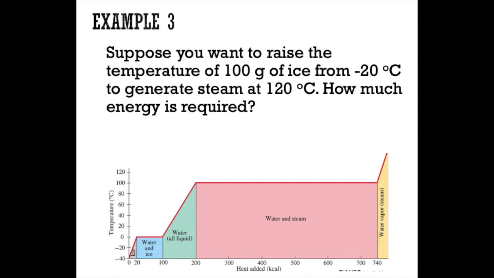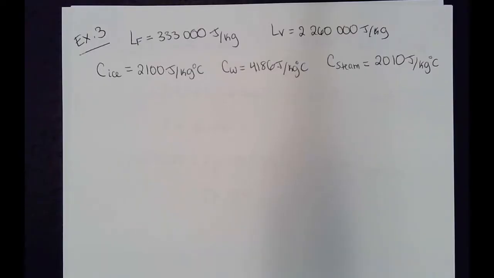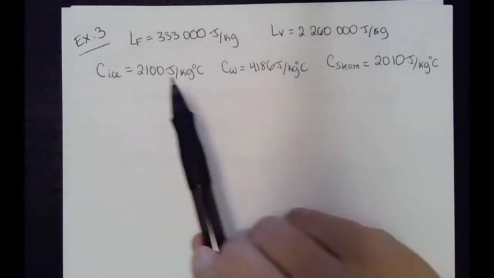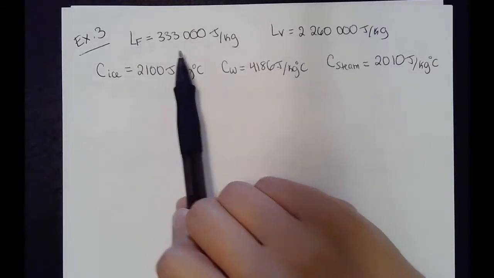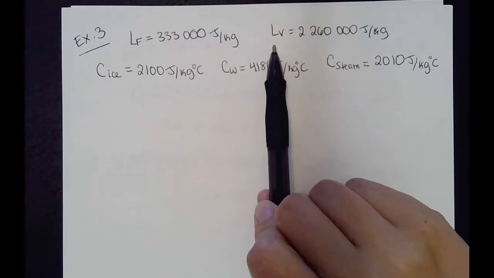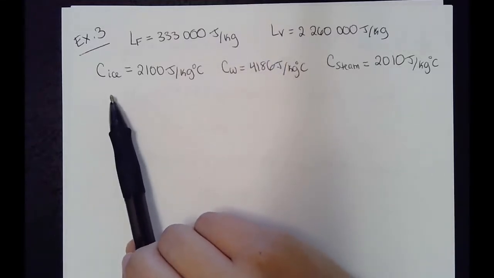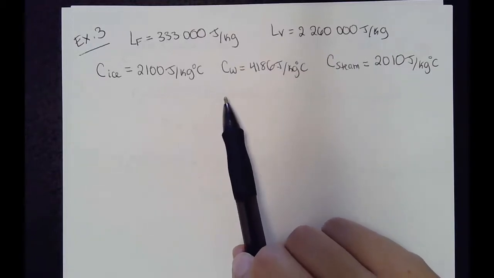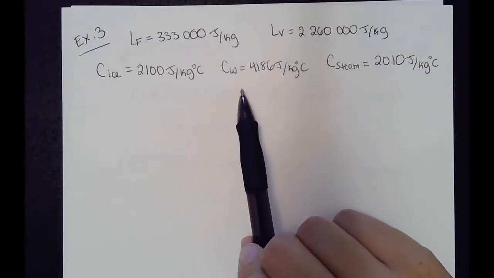Example 3, suppose you want to raise the temperature of 100 grams of ice from negative 20 degrees Celsius to generate steam at 120 degrees Celsius. How much energy is required? We're going to need a few constants to do this, so you can find them in the data table first. We'll need the latent heat of fusion of water, the latent heat of vaporization, and then the specific heat for ice, water, and steam. The specific heat depends on the phase, so we'll need one for each phase.